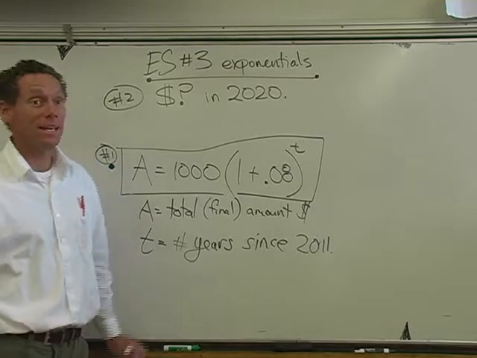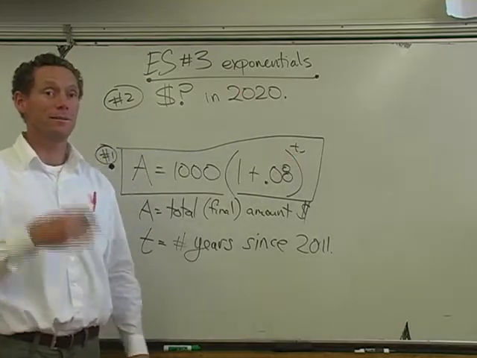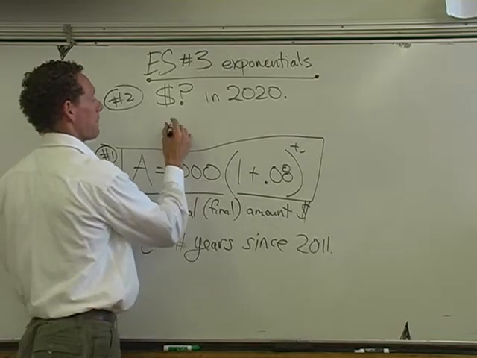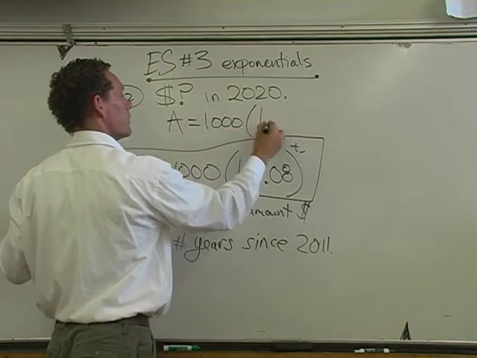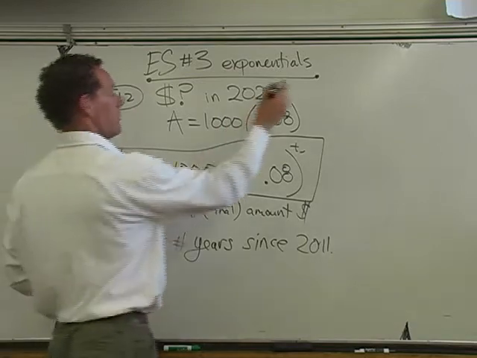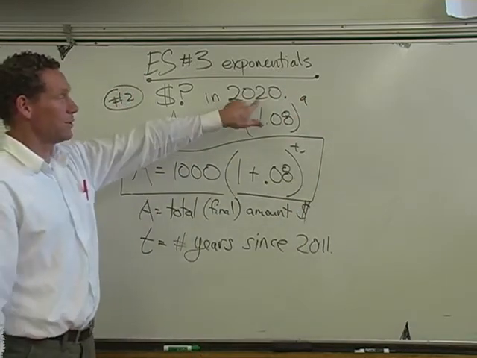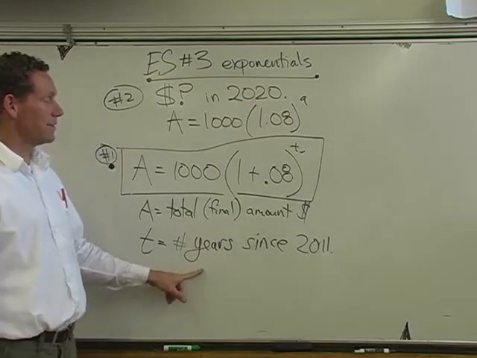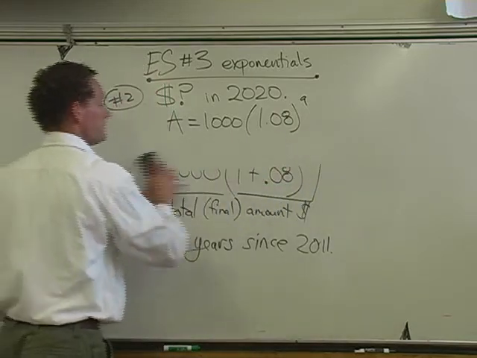The common mistake is people take 2020 and substitute it in for t. Not going to work. Okay, Jonathan, help me out. So it's A equals 1,000 in parentheses 1 plus 0.08 to the power of 9. To the power of 9. Great. So notice how Jonathan recognized in 2020, that is 9 years since 2011. Wonderful.